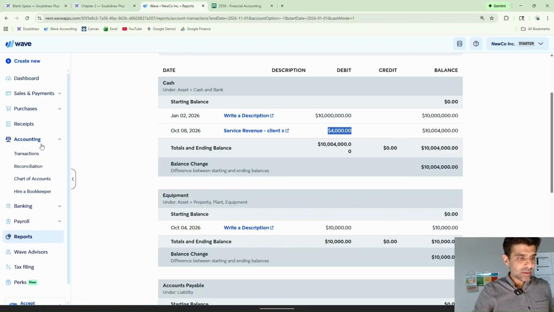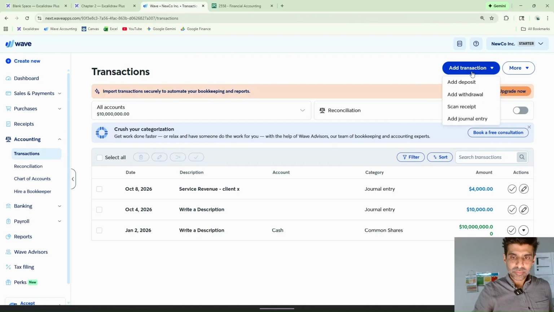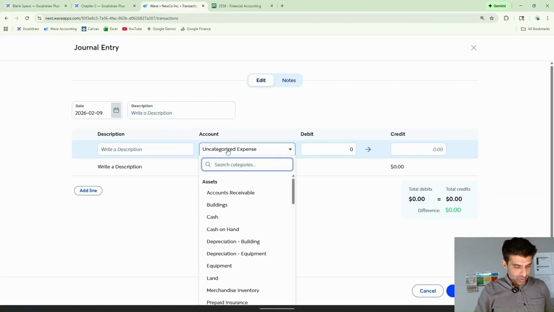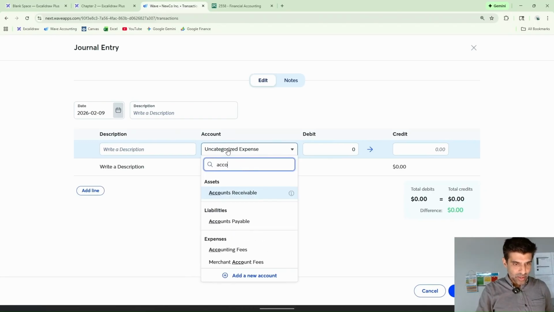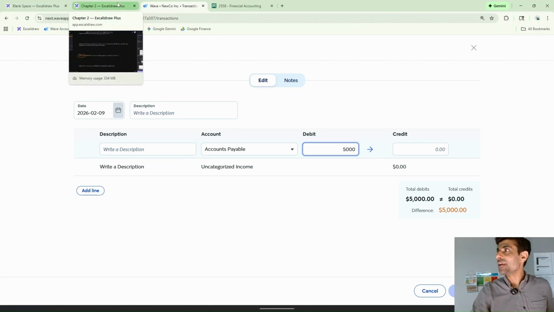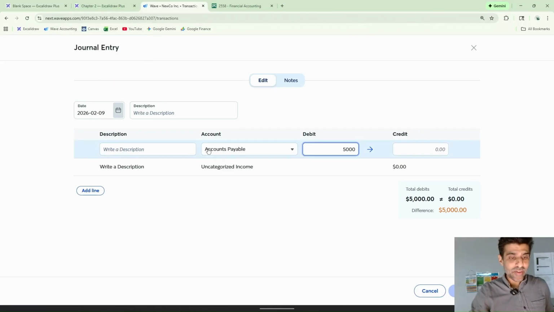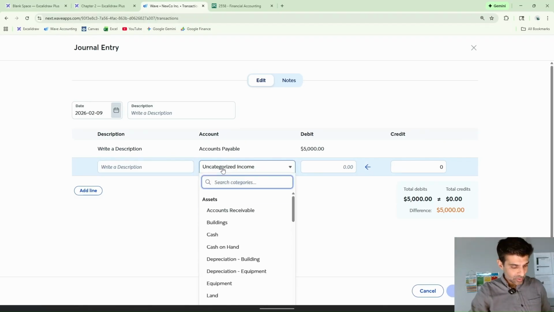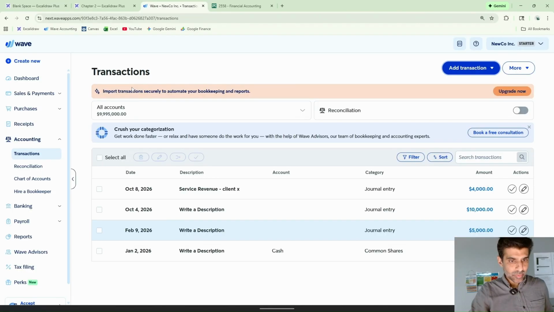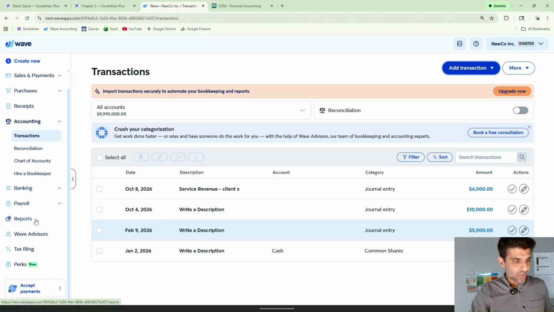So go back to transactions. So I said accounts payable, 5,000. You notice we're not paying off the whole thing, right? I think it was 10,000, right? So we're paying off half of it. We're on like a little payment plan. Okay. So we're going to pay off half of it. Okay. So I'm going to save this. Let's go back and see what happened.